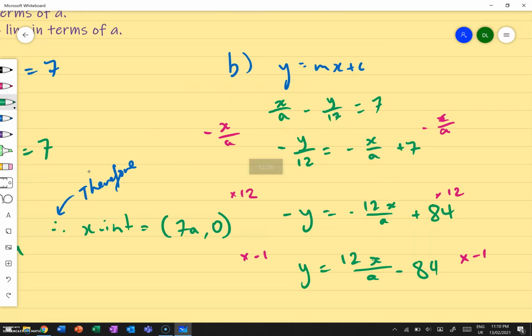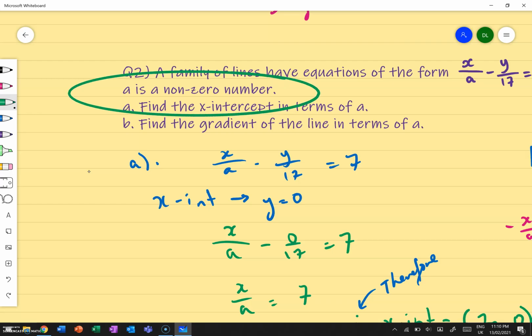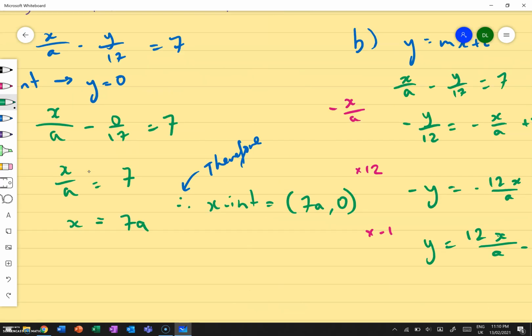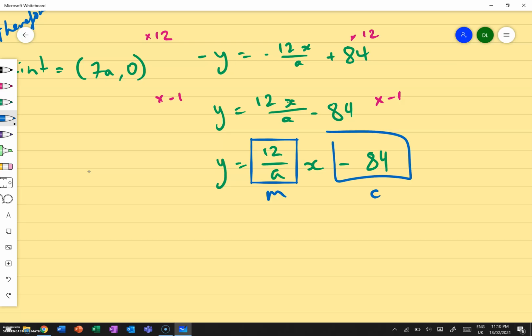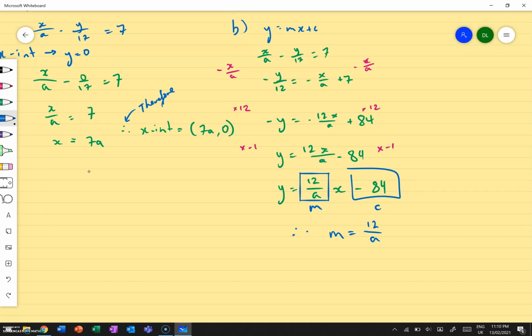Now remember that a is a constant value. So if we go back up over here, it says that a is a non-zero number. Okay, so remember it is a specific value. It's not a variable, it's a specific value in this case. So I've got y equals 17x over a. I can actually rewrite that as y equals 17 over a x take away 119. That does also stand true because that is one value. I can now say, remembering that we have y equals mx plus c, that this is my m and this is my c. And therefore, m equals 17 over a. And that is my final answer.